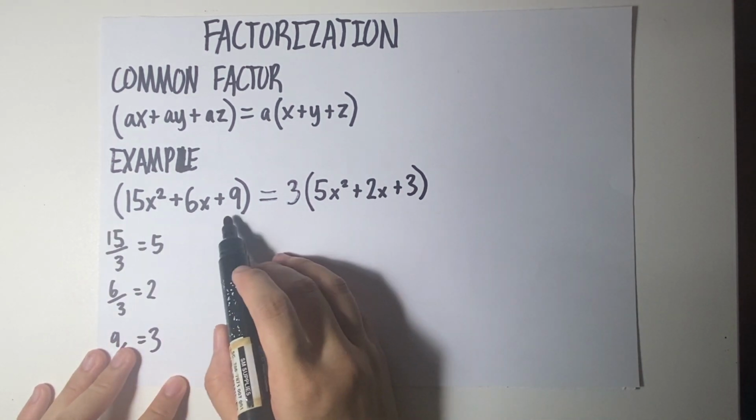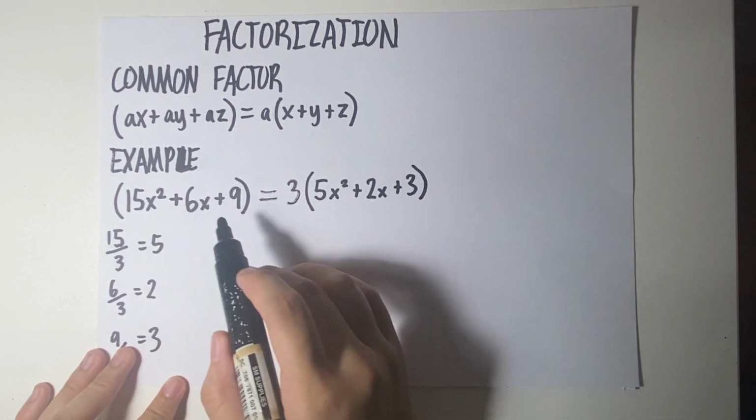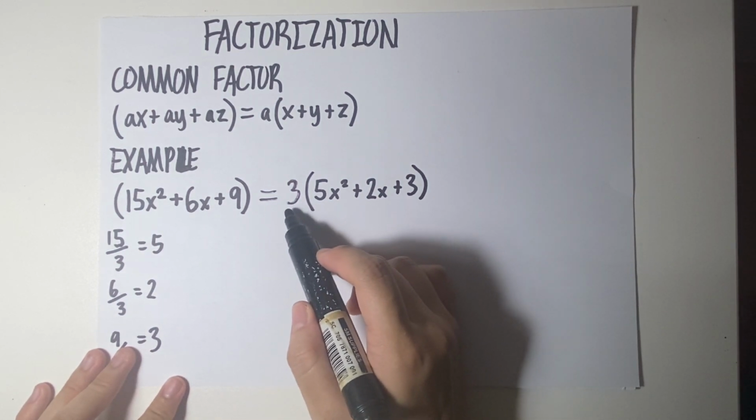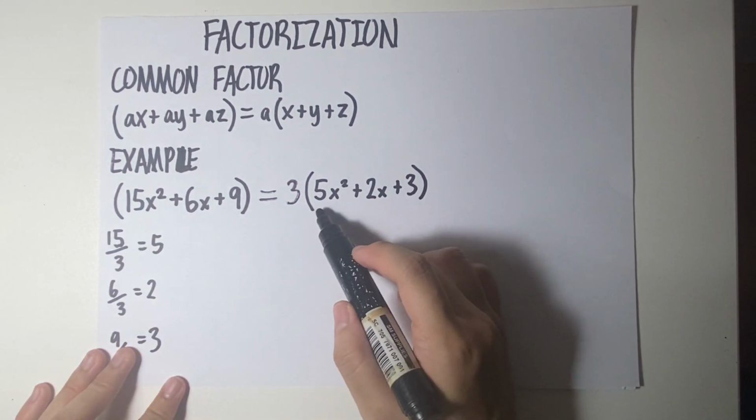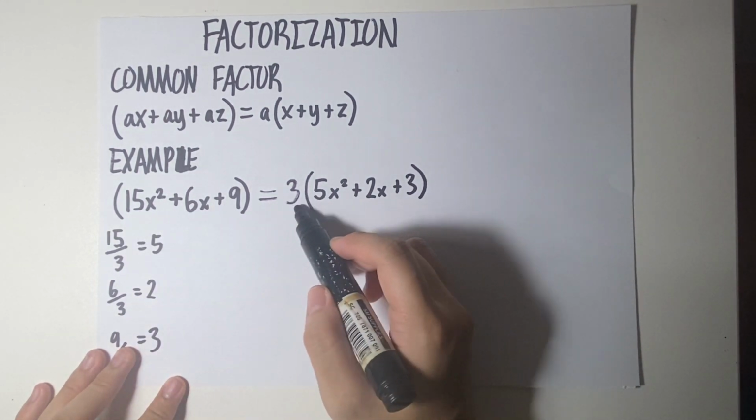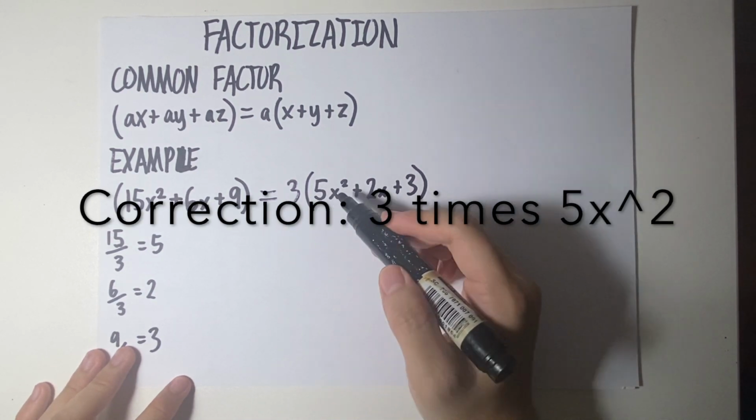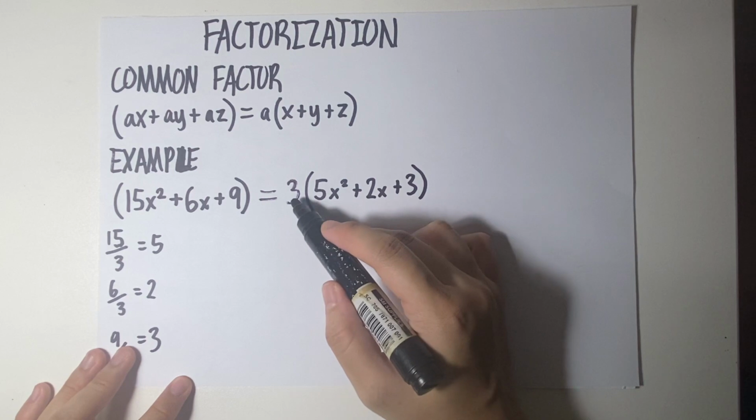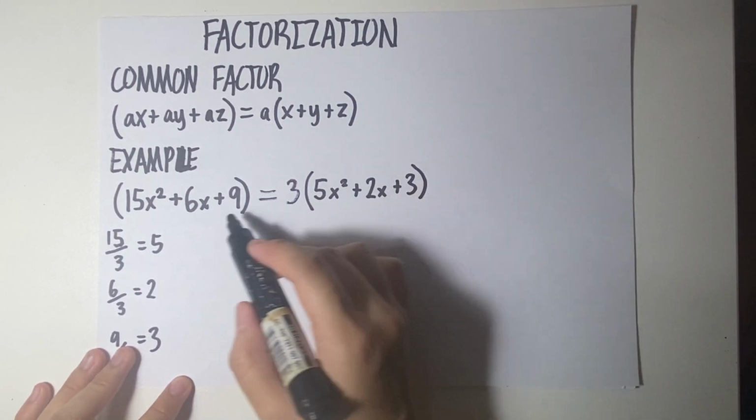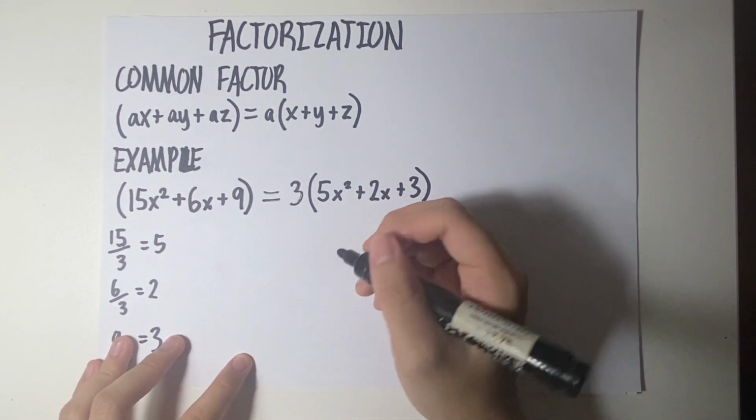So here's the example of factorization. We were able to recognize that each of these numbers are divisible by 3. And so 3 is the common factor. And so we rewrite the bracket with having divided this bracket by 3. And so if we were to multiply the bracket again, 3 times 5x squared, that's 15x squared. 3 times 2x, that's 6x. 3 times 3, that's 9, so that's equal to this bracket. Let's try this with another bracket.